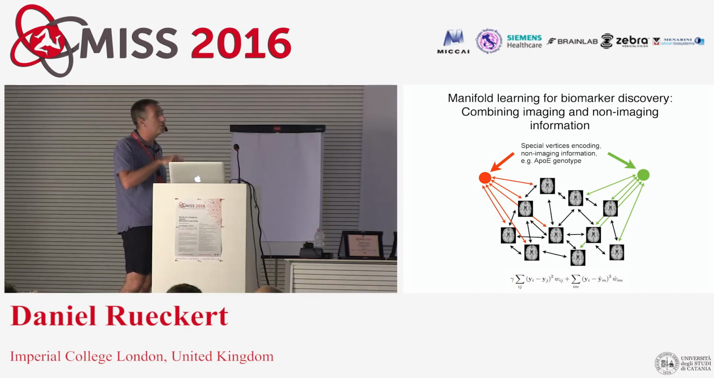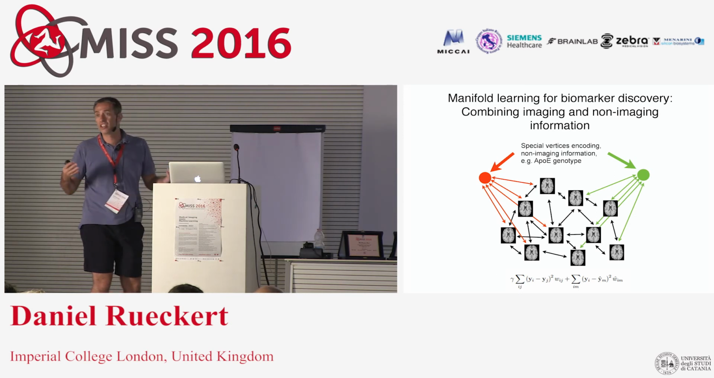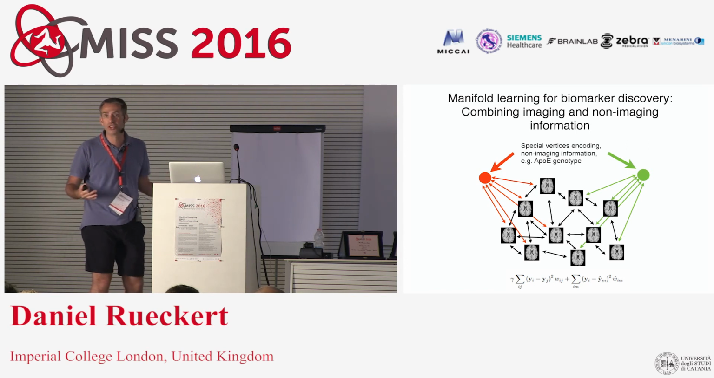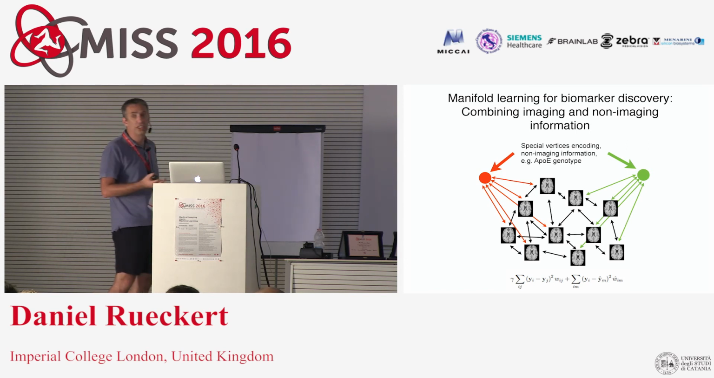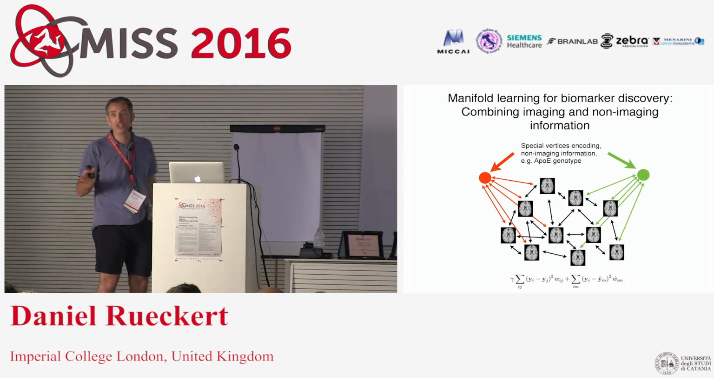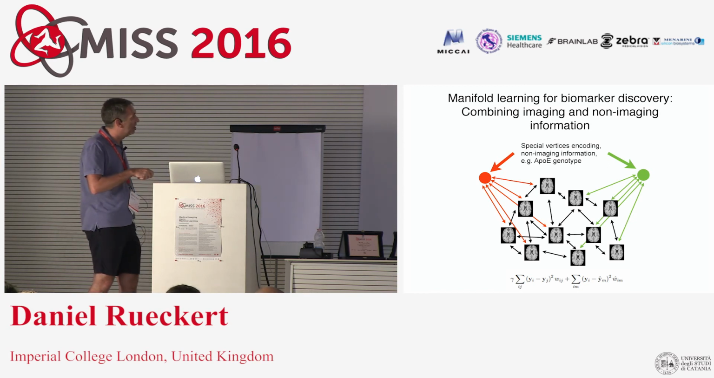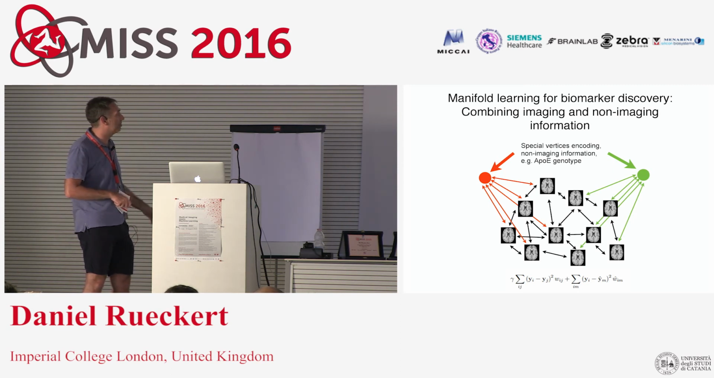this other node. Effectively, what this does is change the cost function you're learning for the embedding. That cost function now has a specific term which weights these connections to these special vertices, which don't correspond to images but to non-imaging information. How you should choose the weight is another matter for discussion, but you can quite easily incorporate this extra information.